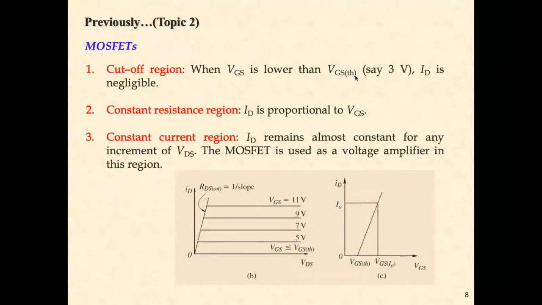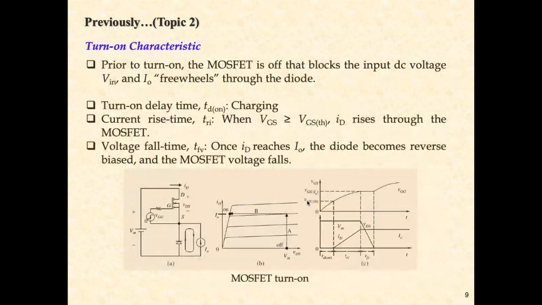So when the VGS is below the threshold, nothing happens, right? So the MOSFET is off. And then when the VGS is higher than the threshold, there will be the drain current from the drain to the source. And at that time, the drain current will be proportional to the VGS. And then if you want the MOSFET to carry a certain level of the drain current, you need to apply a certain level of the VGS. So that is the very general operation regions of MOSFET.